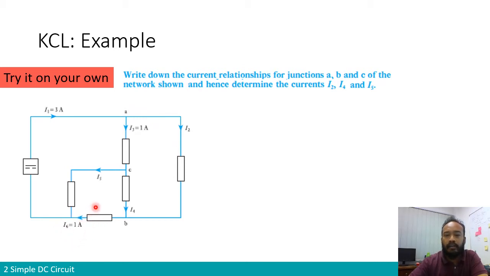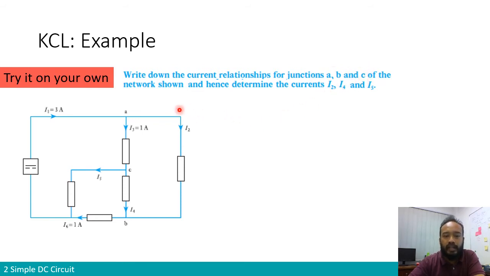So if we already have these three currents, what we need to do is write a KCL where we have the unknown currents and the known currents, and then rearrange and isolate the unknown currents in order to get their values, right? But now we are given certain clues. It asks us to write KCL on junction, on node A, node B, and node C.